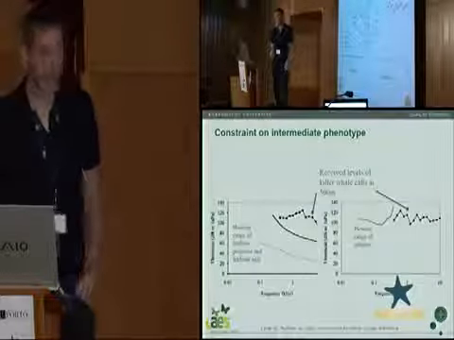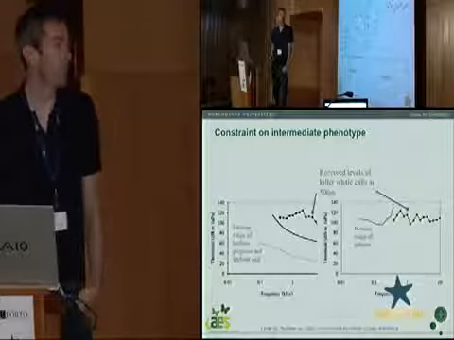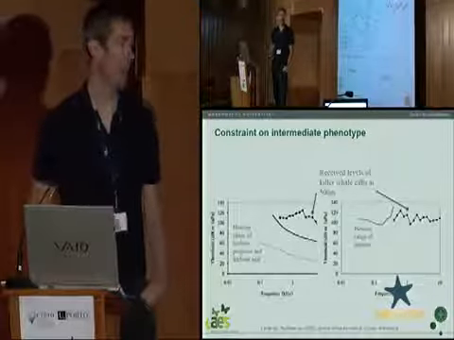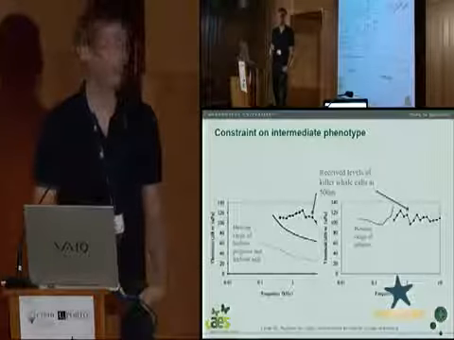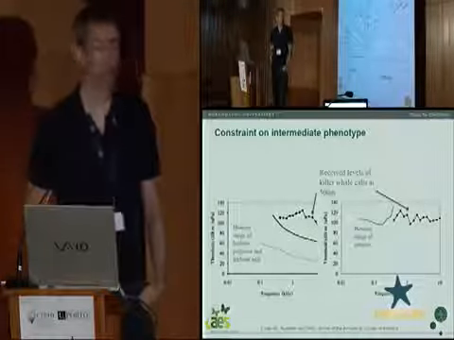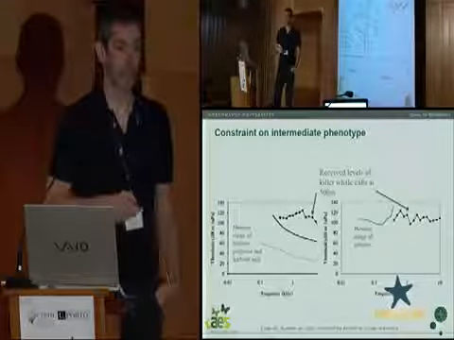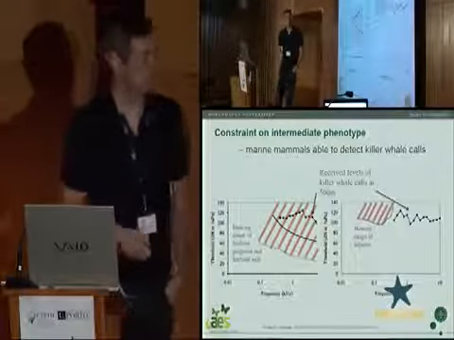There is also evidence for a constraint on an intermediate phenotype, and that's the hearing levels of their preferred prey. So, for example, if you're feeding on a marine mammal and you're a killer whale, your vocalizations are going to be detected by that prey.